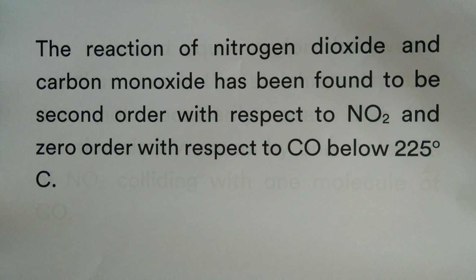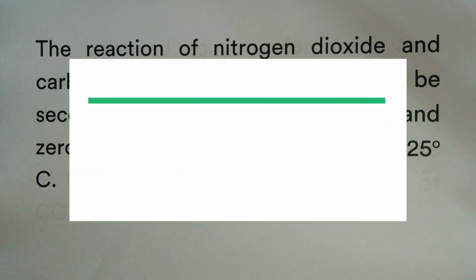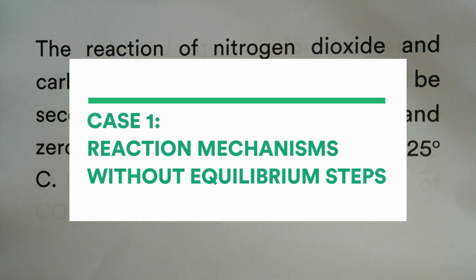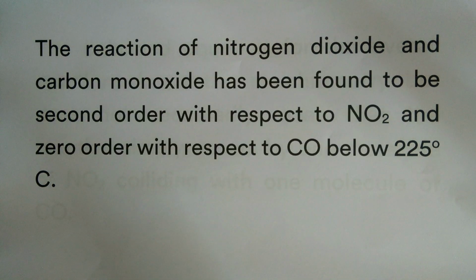The reaction of nitrogen dioxide and carbon monoxide has been found to be second order with respect to nitrogen dioxide and zero order with respect to carbon monoxide below 225 degrees Celsius. Take note, the rate of a reaction involves only the steps up to and including the rate determining step. The overall stoichiometry includes all steps in a reaction.